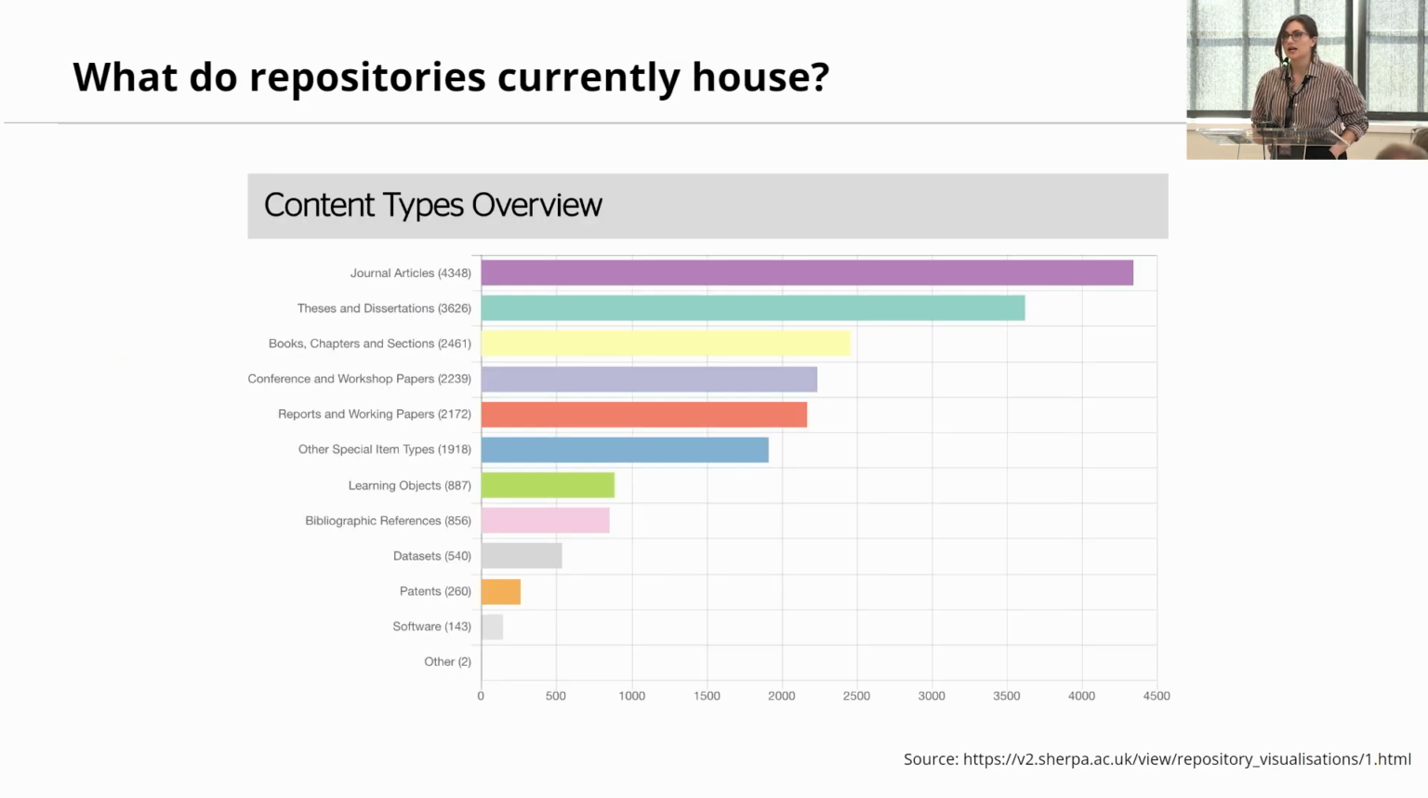So what do repositories actually currently house? Again, I've taken this from the Sherpa set of information. So this is the number of repositories that have these items in them. We've got over 4,000 repositories worldwide at an institution level that have journal articles in them. That's not unsurprising. But data sets is right down at 540. So there are only 540 institutional repositories that have a data set in them worldwide at the moment, which is quite low.